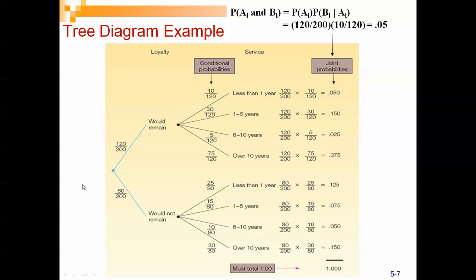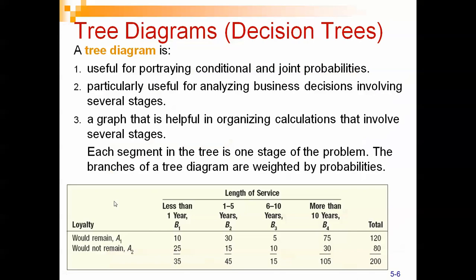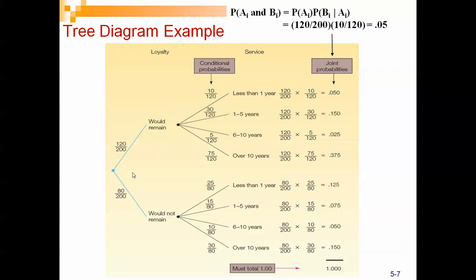And then for this problem, we have two main branches that go out of the root. The upper one is those executives who would remain, and those executives who would not remain would be in the lower tree branch. The probabilities for each of these are written on their branches. 120 out of 200 would remain, and 80 out of 200 would not remain. If we go back to the table, we can see that we have 120 would remain and 80 who would not remain.